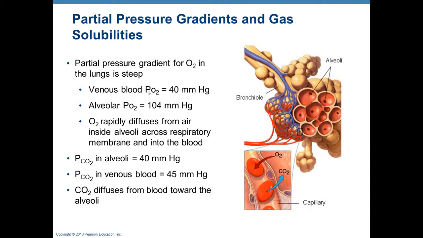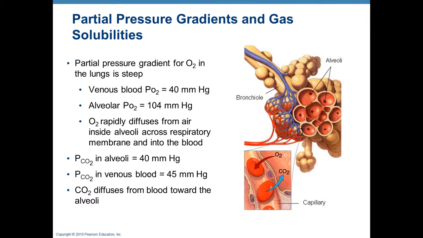But we're thinking about the partial pressure of oxygen gas inside the blood that's coming into these capillary beds, in blue here. That's around 40 millimeters of mercury, and in the air it's 104. Well, molecules diffuse from places where they're more concentrated to where they're less concentrated. So they're going to move from 104 inside the air sacs towards where there's a value of 40. This happens very, very quickly. So the O2 moves into the blood.